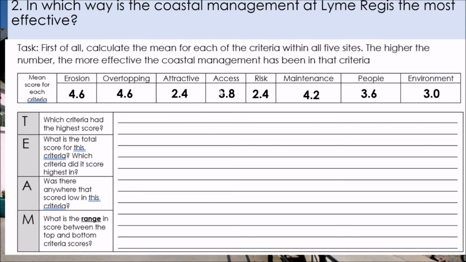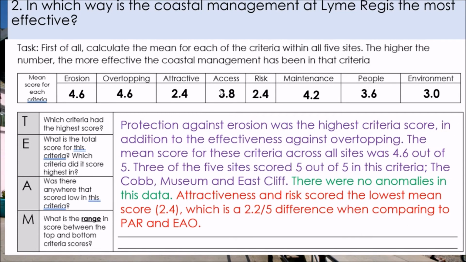Okay, so let's have a little bit of a look now at what you could have written. And of course, I must say again, use your data, use this as an example and adapt yours accordingly. So having a look at our T, which criteria had the highest score? So reading through, protection against erosion was the highest criteria score, in addition to the effectiveness against overtopping. So I've identified both of those. They were 4.6 out of 5, which is really high.